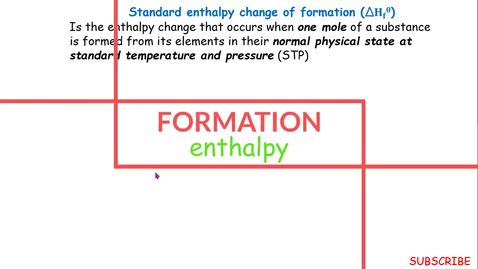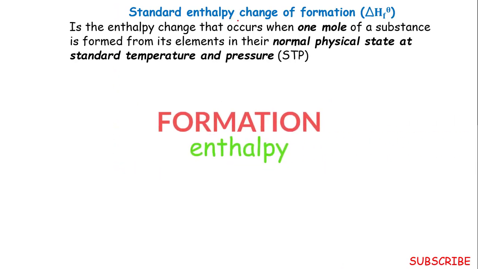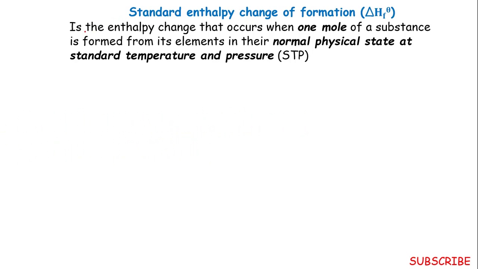In this video, we are going to look at standard enthalpy change of formation. This is the enthalpy change that occurs when 1 mole of a substance is formed from its elements in their normal physical state at standard temperature and pressure. So, standard basically talks about the STP, the standard temperature and pressure, while enthalpy is heat or energy change of formation. So, formation means producing something.